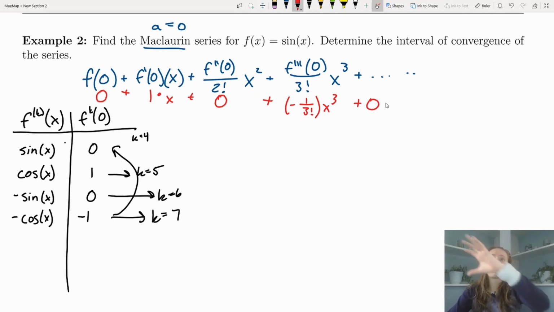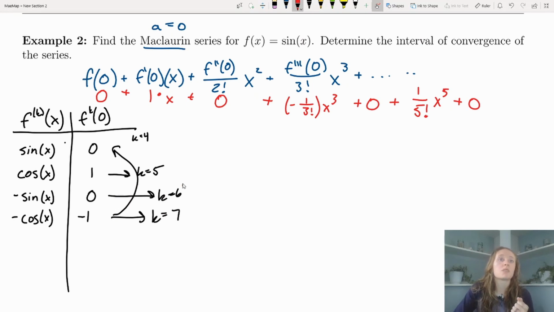So that gets rid of my x to the 4th. But now my x to the 5th is going to be a positive 1. So that's going to be plus 1 over, that'll be a 5 factorial by the time I'm to x to the 5th. So I'll multiply it. Then again, I'm adding 0 because when k equals 6, my derivative is back to 0.